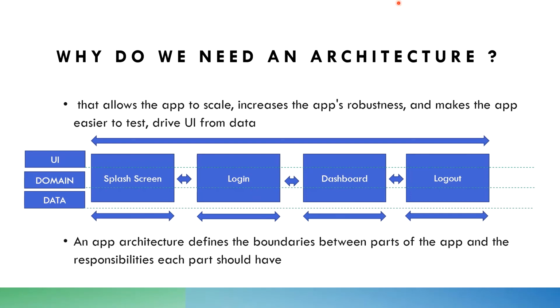An application architecture defines the boundaries between the parts of the app and the responsibilities that each part should have. So the splash screen carries the responsibility for showing for a few seconds, and later it decides which screen it should go to. This is the responsibility of a splash screen. The same applies to all the modules in an application, where each carries business logic, and decides where the data needs to be fetched from, what screen should be shown, and where it should go next. This is how a UI layer, a domain layer and a data layer will act upon the modules that are present.